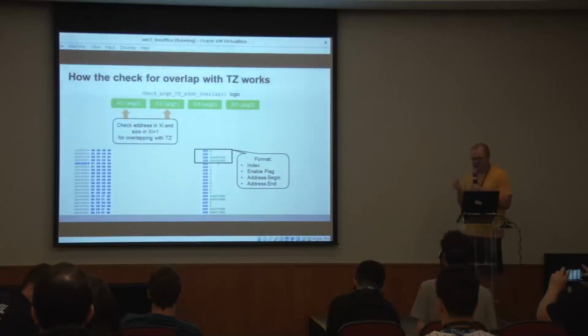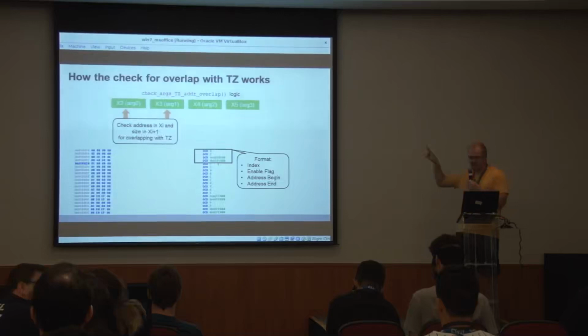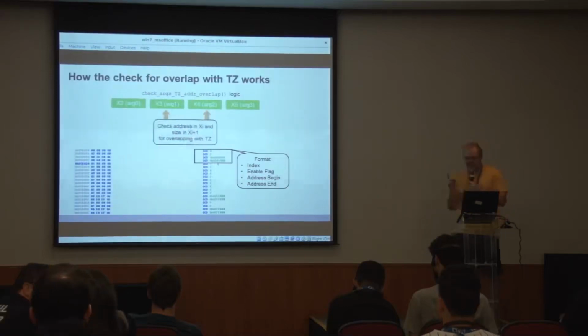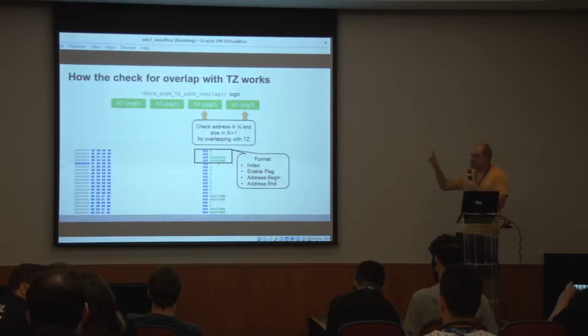That SMC default handler has a bunch of sanity checks. One of the checks is basically checking that the arguments you pass in are not addresses overlapping with TrustZone. So basically, it assumes that the first argument is an address and the second argument is a size, and it slices through the arguments to make sure that they are not overlapping with TrustZone memory.